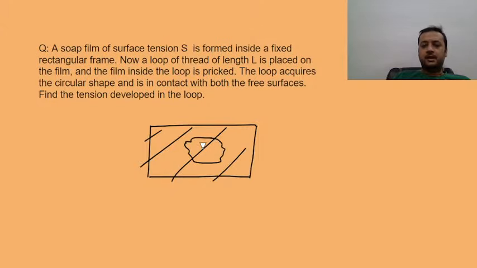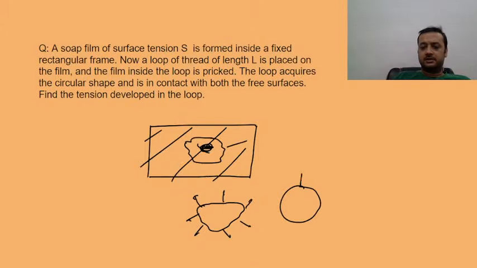Okay, a random loop. Now, if you prick this soap film inside the thread, that means this region, if you prick the soap film, there will be no soap film left within this loop. So generally, you would know what will happen to the shape of the loop. Since the soap film is present outside the loop, but inside the loop the soap film is not present, it acquires the shape of a circle. Because a circle is the only shape which can help it stay in equilibrium, because the net forces will cancel out.